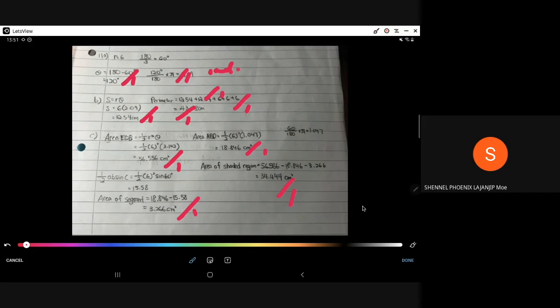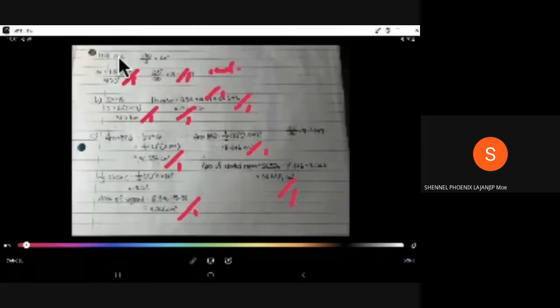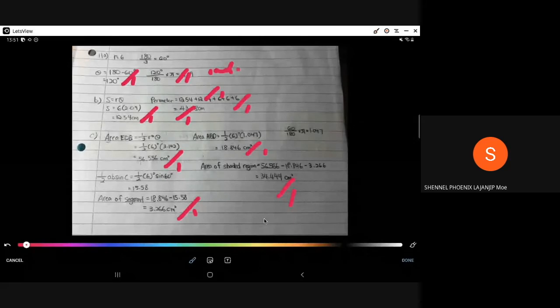Now to find the area of segment, kena cari dulu area of triangle ADB by using the formula 1/2 AB sin C. So kasih masuk the values 6 cm and 60 degrees, dapat answer 15.58 cm square. So to get area of segment, we minus the area of sector ABD with area of triangle and we'll get 3.266 cm square. Lastly, minus area of semicircle with area of sector and area of segment dapat area of shaded region, 34.444 cm square.